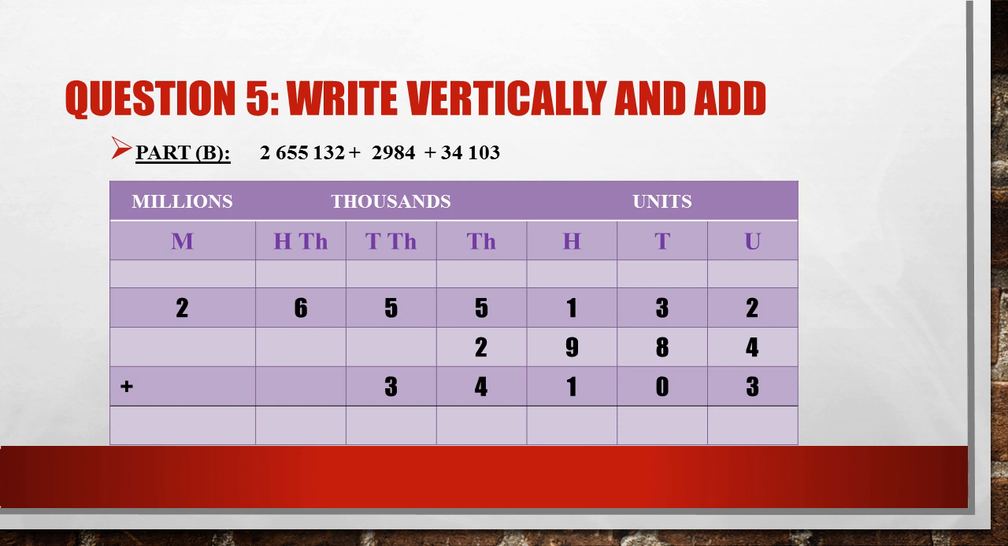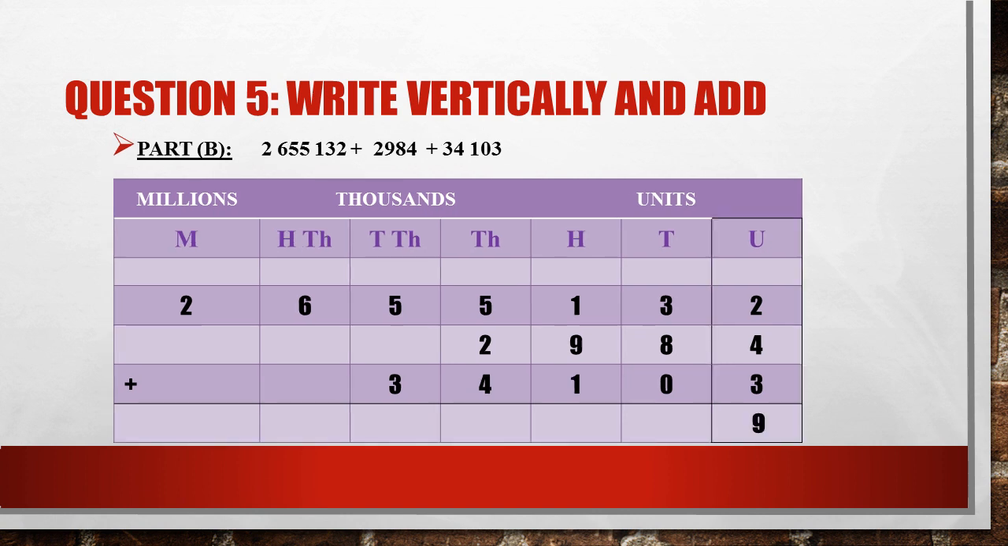Now after placing the numbers in vertical form, we will start adding the digits from the unit column. The digits in the unit column are 2, 4 and 3, which gives us 9. So we will write 9 at unit place. Now we will add the digits in tens place. Now we have 3 and 8, and after adding 3 and 8 we get 11. We will write 1 at tens place and take 1 carry over to hundreds.